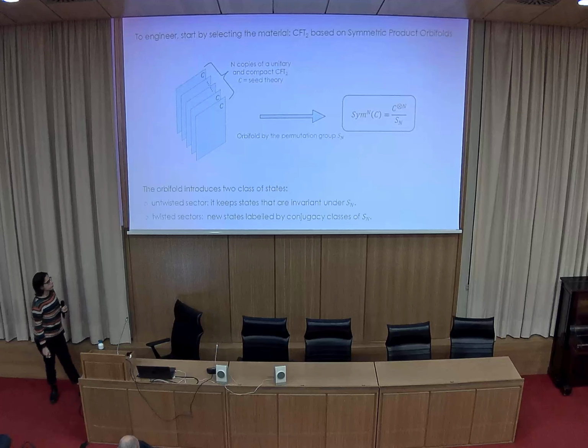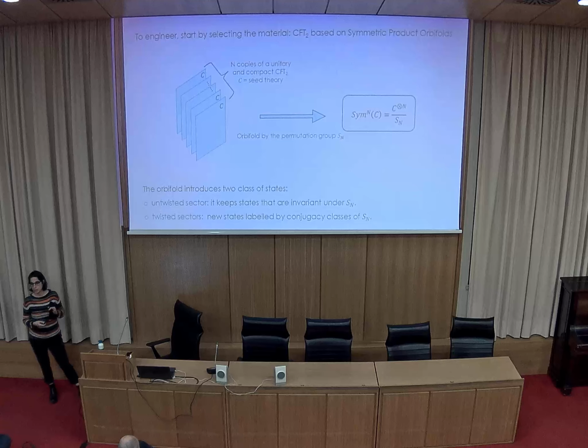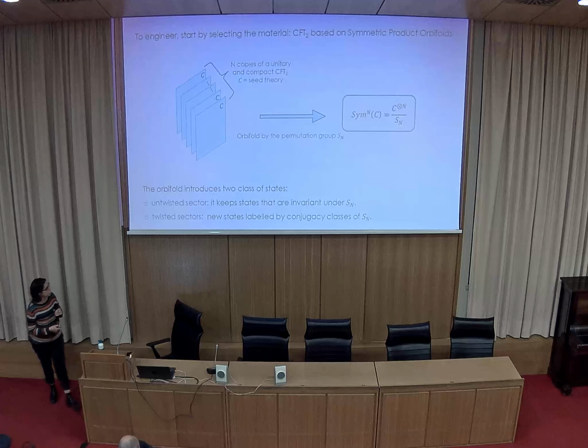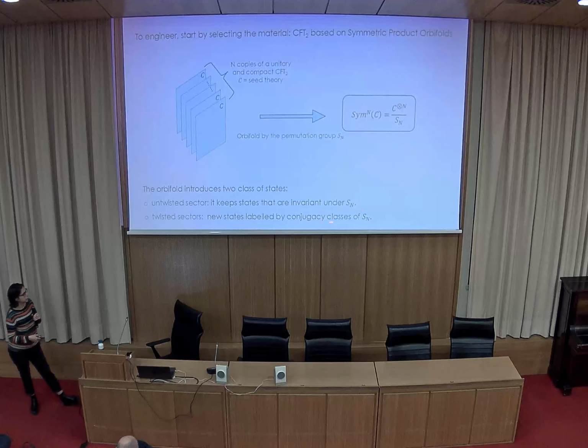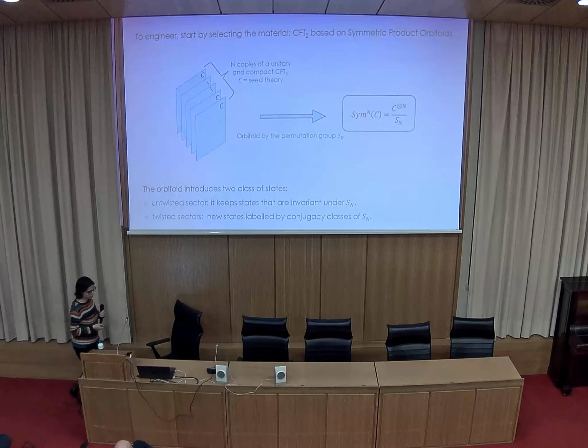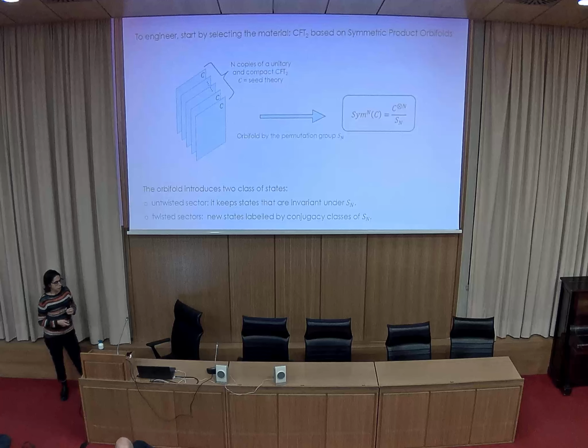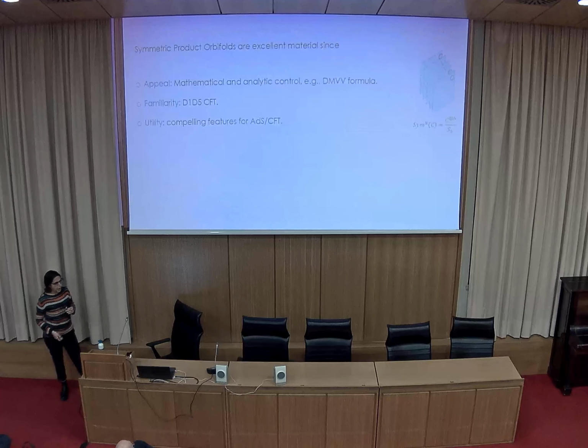Now, there are two things that you need to know about this. Once you do this process of orbifolding, it produces two types of states in your theory. You will have what's called untwisted sector states, which are states invariant under the permutation group, and what's called twisted sector states, which are states labeled by conjugacy classes of the permutation group. If you want, these are like gauge invariant operators, and these are things that transform under it, as an analogy with something like SU(N). Okay, very good.